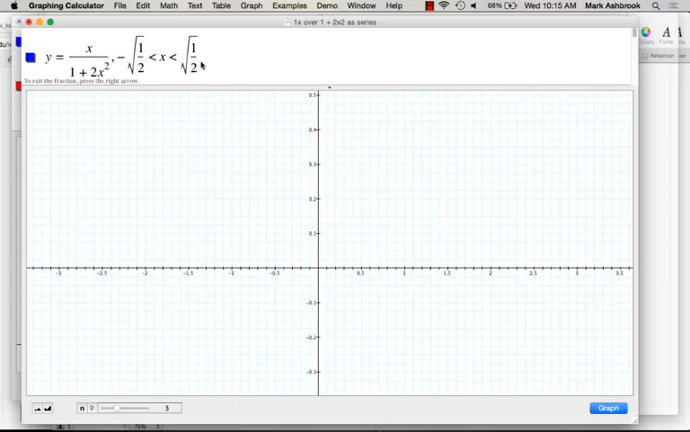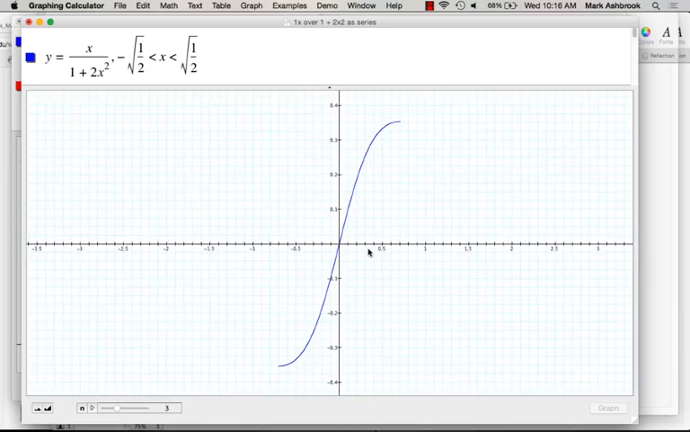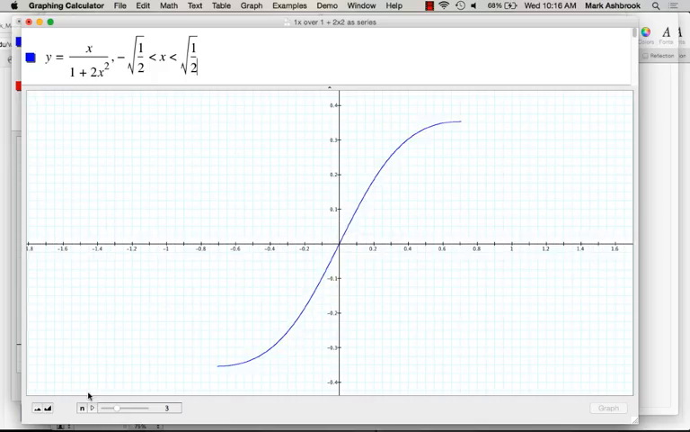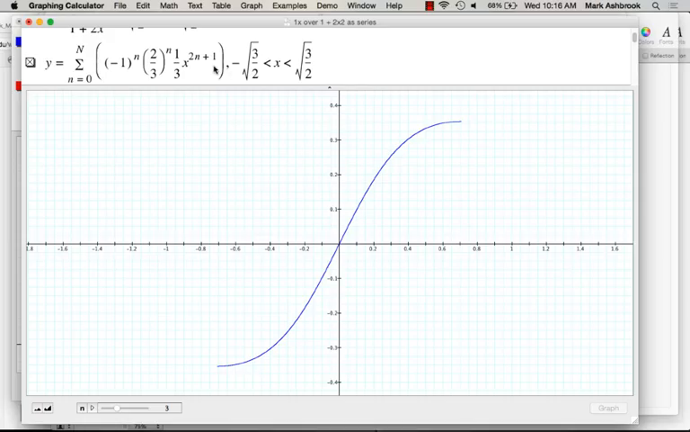So you should have gotten that radius, or that interval, from negative radical 1/2 to radical 1/2. And so let's graph the original function for that interval. So that's what that original function looks like on that interval, the blue one. Okay, and what did we come up with? We had -2 to the n.